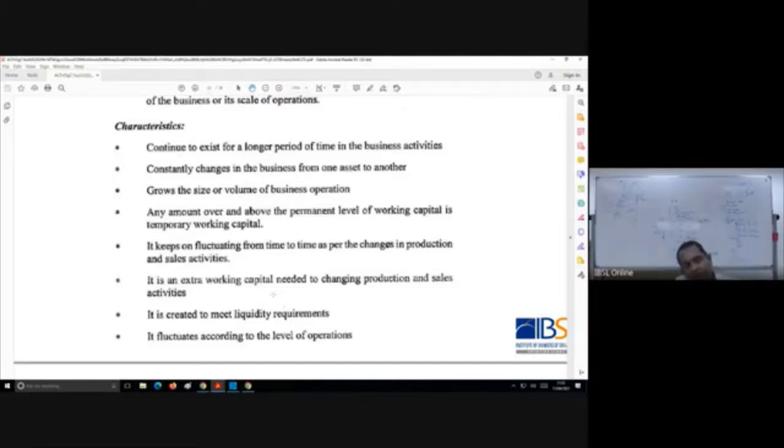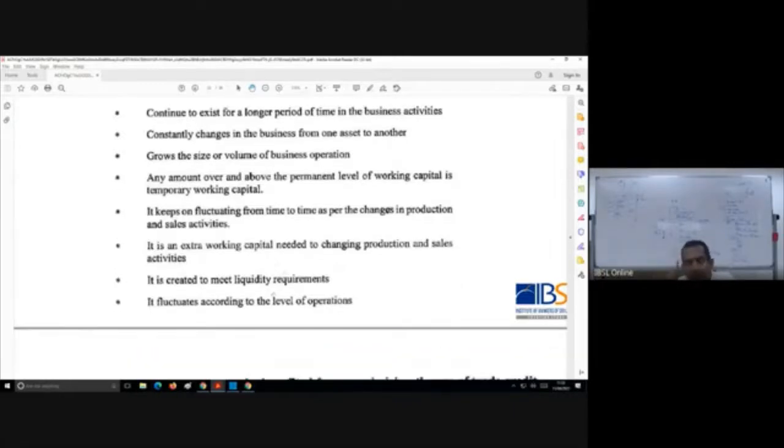Volume increases, your operation increases, volume of sales increases, operation increases, permanent working capital increases. It is an extra working capital need to change production and sale activity. Your raw material stock increases. It creates to meet liquidity requirement. So that is funded by long-term funding. So your liquidity goes up. Current assets minus current liabilities, that part. It fluctuates according to the level of operation. Higher the operation, higher the permanent. Remember the graph always.